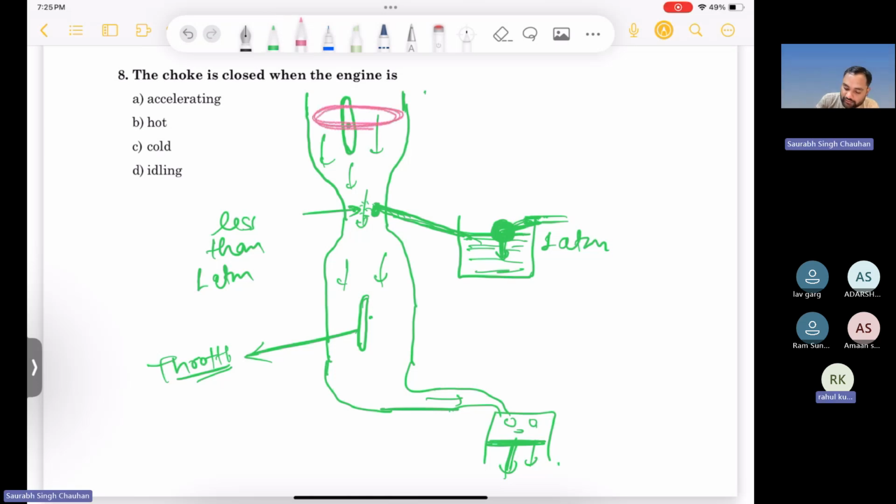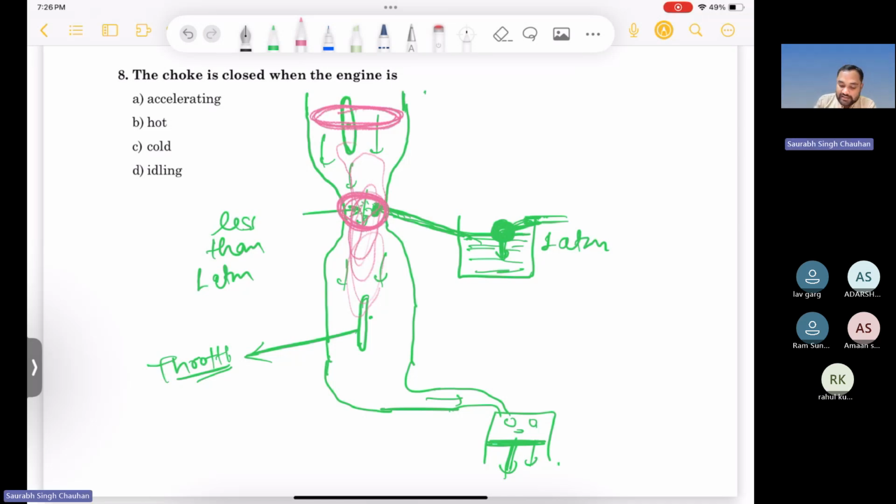Okay, now if you have closed this choke, what will happen in this whole area? Some sort of vacuum will be created, right? Here at this point pressure was already less. Now you have also closed the choke valve, so pressure will drop even more, correct?